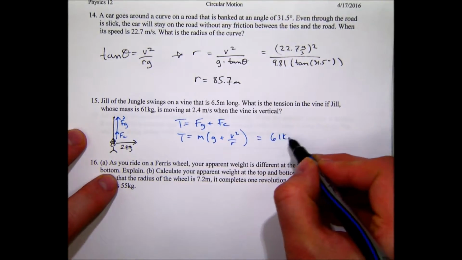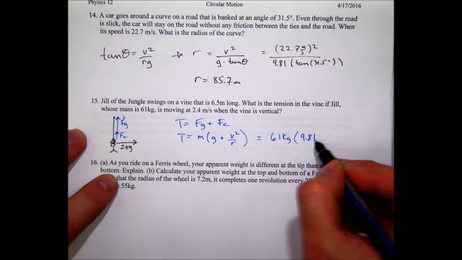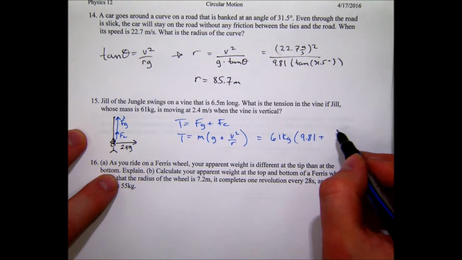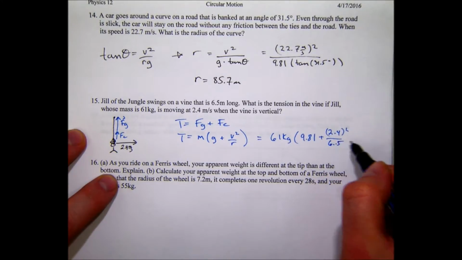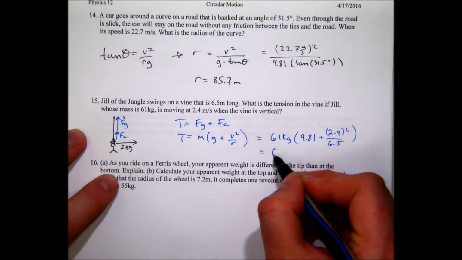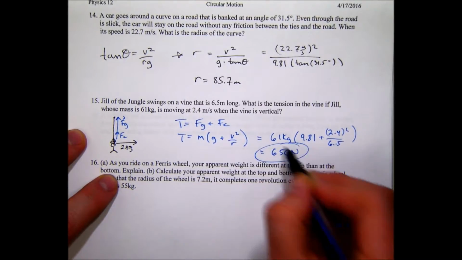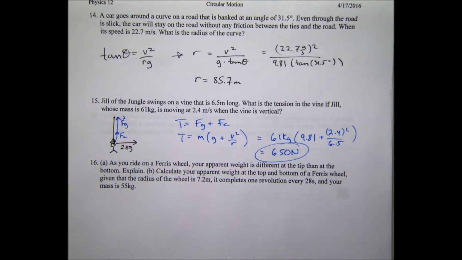equals 61 kilograms, 9.81 plus 2.4 squared over 6.5 equals 650 newtons. If you don't take into consideration the gravity or weight at the bottom, the rope will break. So it's very important to realize that at the bottom, gravity is working against her, so she'll feel heavier. At the top, gravity is actually helping make the turn, so she'll feel lighter.